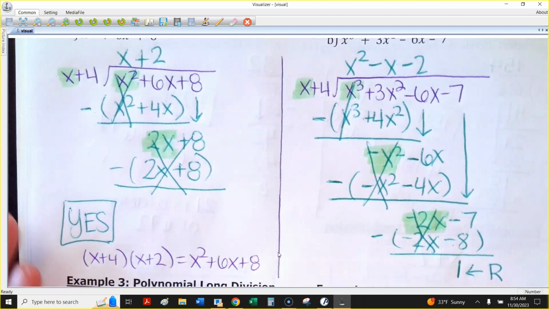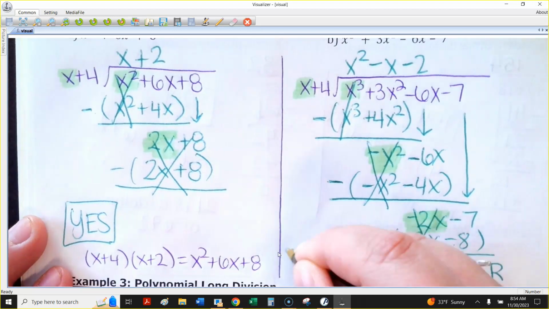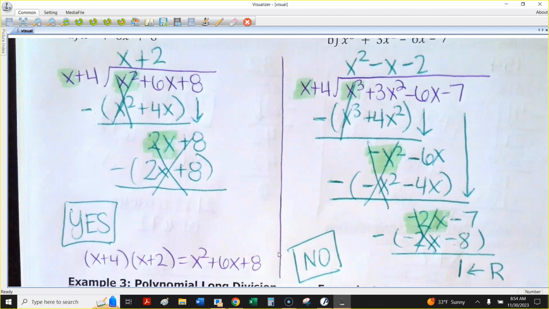So my answer, it's asking if this is a factor. If you have a remainder of any kind other than 0, then it's not a factor. That means it doesn't divide in evenly. We had this extra 1 for this question. Is anybody having a question? Okay, let me try 2 more with you.